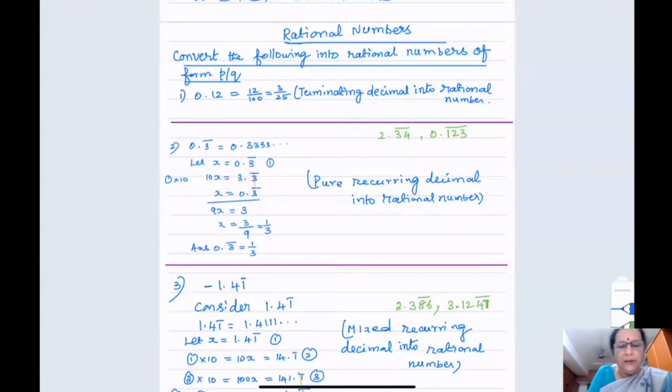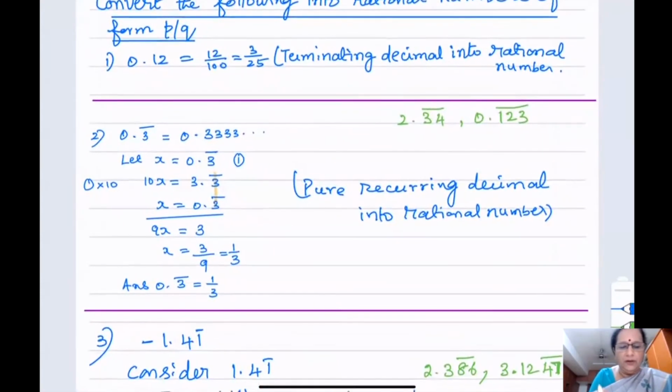So 0.3 bar means wherever you find the bar on the digit, that digit alone is going to repeat. So this number is nothing but 0.3333. It will go on like that. So now we have to assume this number to be some x. That is, the given decimal number is some x. Now here I find that only one digit is repeated in the decimal part. So I have to multiply this equation by 10 because one digit is repeated.